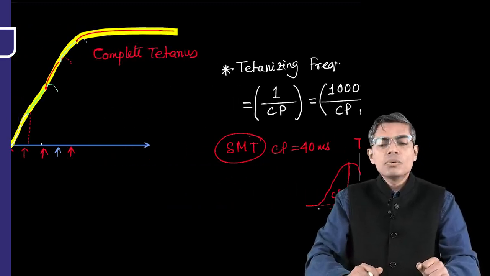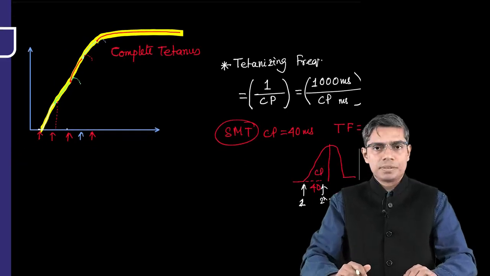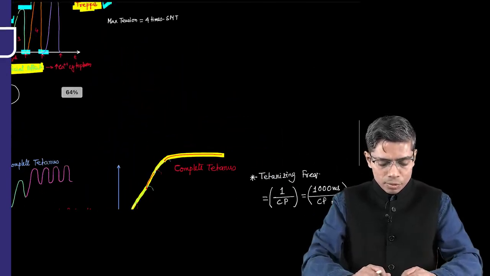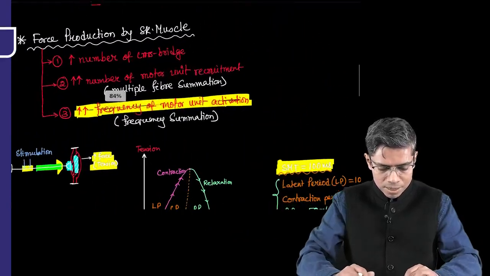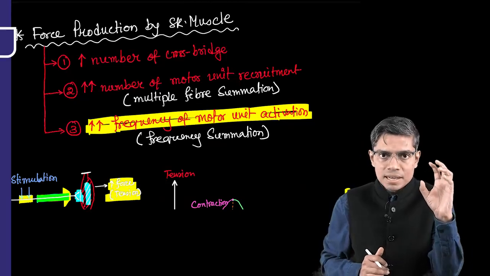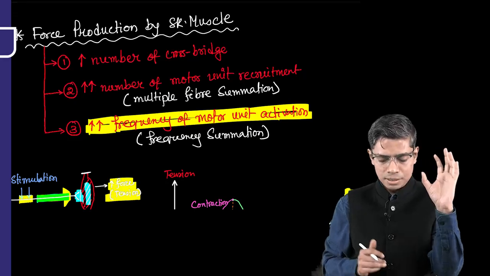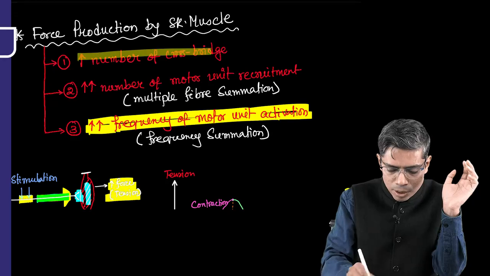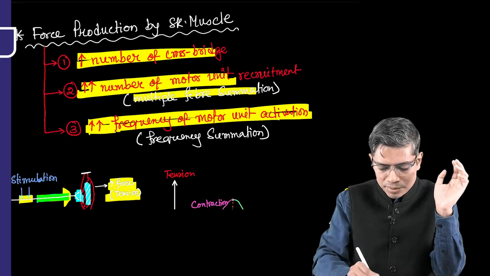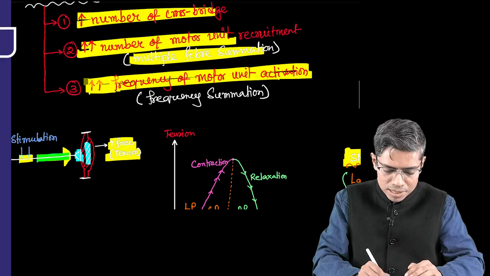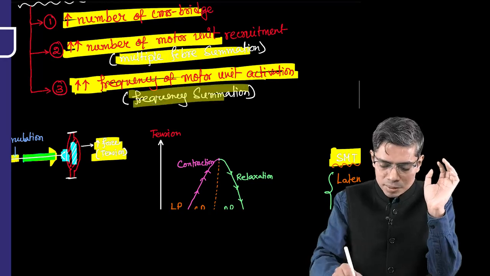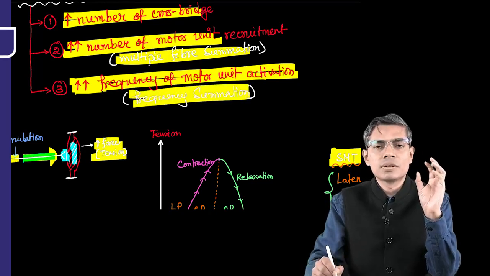Now why we want to understand complete tetanus formation? Now you come back to the motor unit and force production by the muscle here. We have started our discussion from here, right? So I told you how a skeletal muscle can increase its force production. I told you first, increase number of cross bridge formation, second, increase number of motor unit recruitment, which is known as multiple fiber summation, and third, I told you frequency summation, means if you increase the frequency of motor unit stimulation, then also there will be increase in force production, that is known as frequency summation.